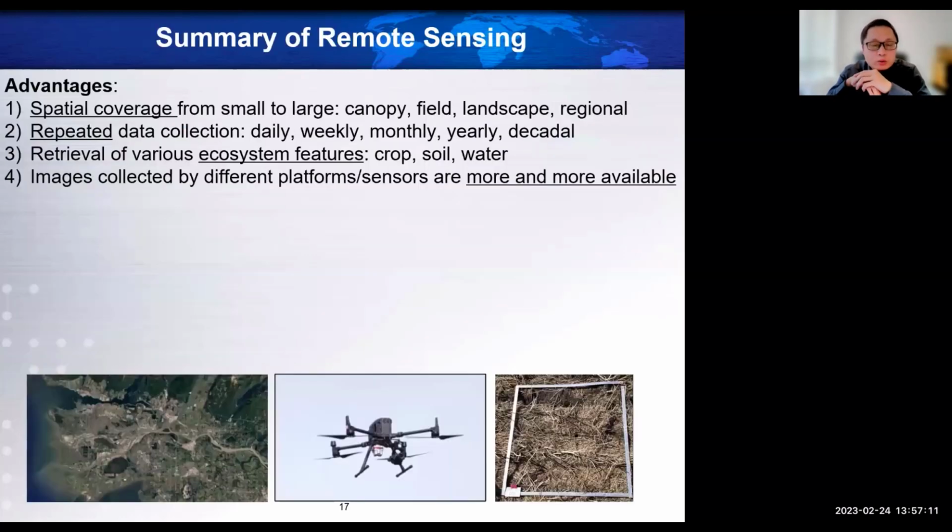Lastly, I would like to quickly summarize the advantages of remote sensing. It is pretty powerful, but I will also introduce some limitations of remote sensing.